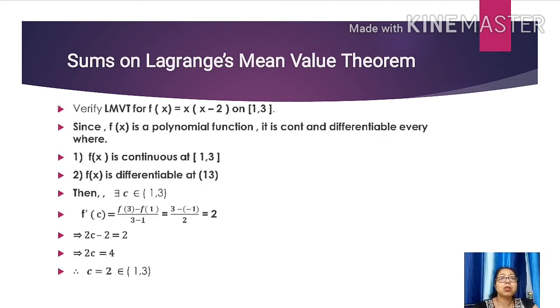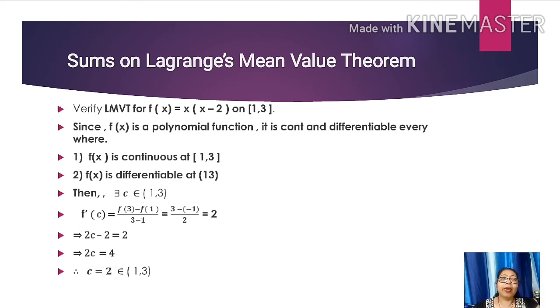Now we will solve a few sums on Lagrange's mean value theorem. Question: verify Lagrange's mean value theorem for f(x) equal to x into (x minus 2) on the closed interval 1 to 3. Since f(x) is a polynomial function, it is continuous and differentiable everywhere. That means f(x) is continuous in the closed interval [1, 3] and differentiable in the open interval (1, 3). Then there exists a point c belonging to (1, 3) such that f dash c is equal to (f3 minus f1) by (3 minus 1).